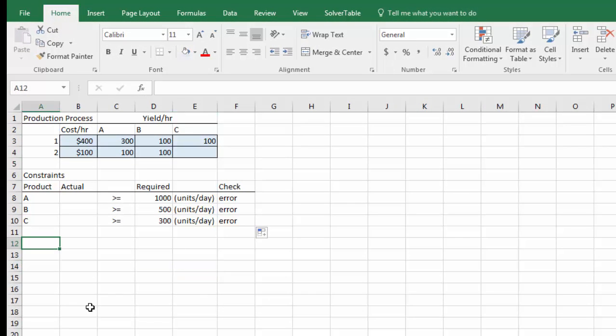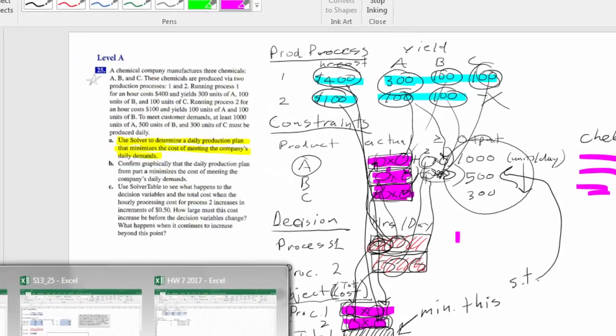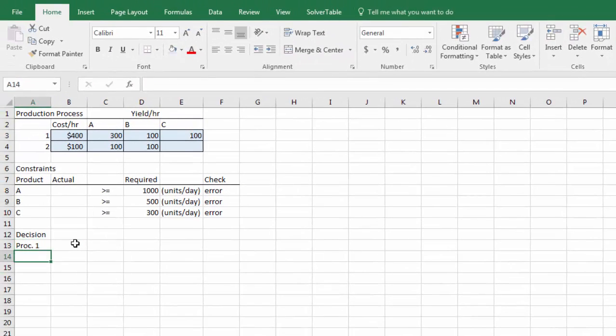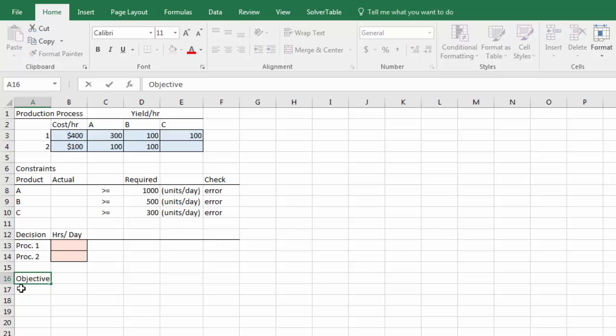Okay, next thing I'm going to do is the decision: process 1, process 2, hours per day. You reference back to my sketch. Let's abbreviate this now. Process 1, process 2, hours per day. And the decision variables, remember, we're boxing those in red. Now, guess some values for that, but we need to relate variables to each other before we really do anything else. So we need one more thing, which is the objective that we're optimizing. Cost, of course, we're going to be minimizing it. And we have to have that for process 1, process 2, and then a total.